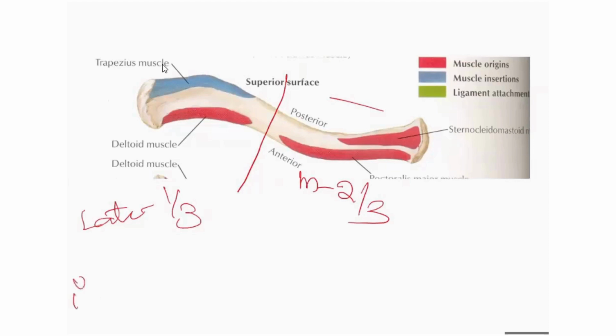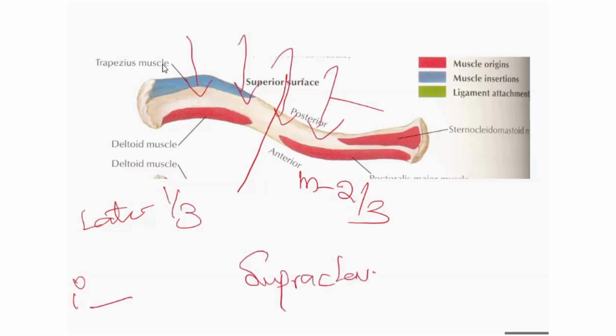Fall on an outstretched hand, you get a fracture. So the nerve piercing the clavicle is the supraclavicular nerve. As the name indicates, supra is above the clavicle; a nerve present there is called the supraclavicular nerve. An artery related to the clavicle is called the subclavian artery. Many muscles are attached, but I am not going into those details.